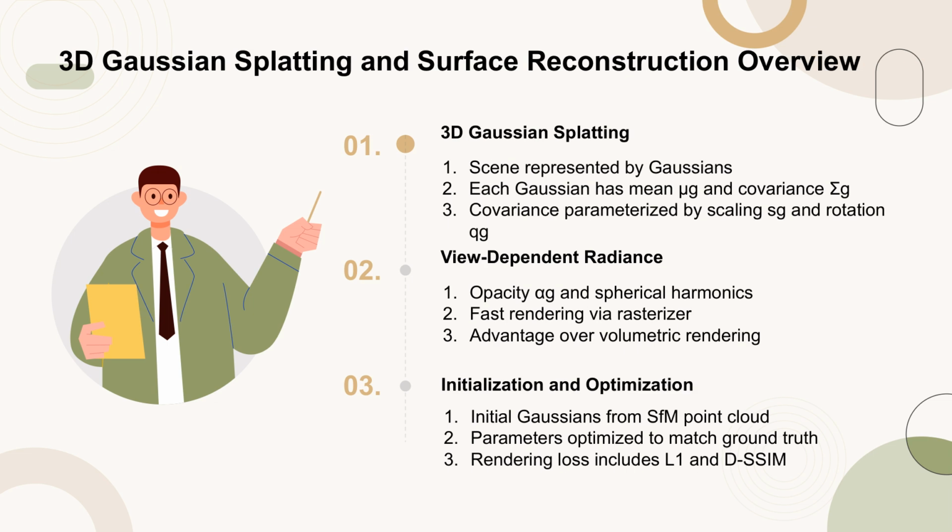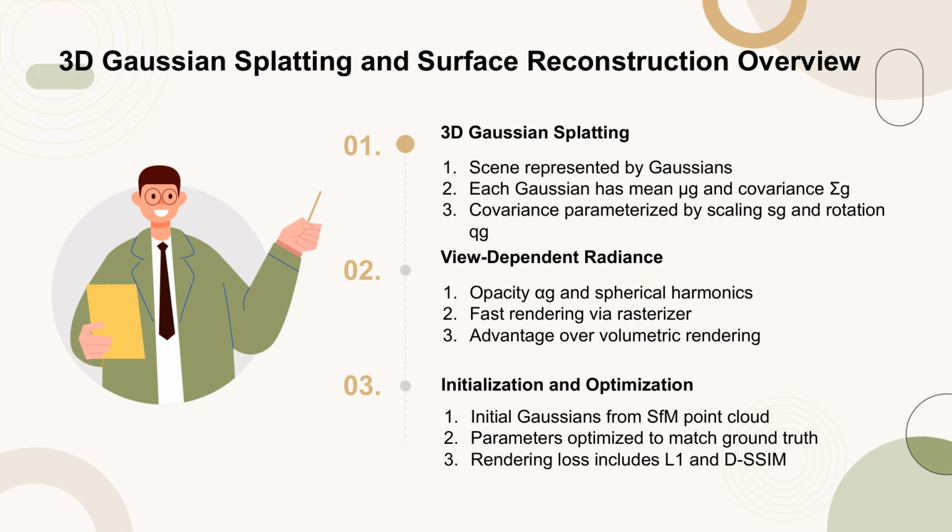The 3D Gaussian splatting method represents a scene as a large set of Gaussians, each defined by a mean and a positive definite covariance matrix. The covariance matrix is further parameterized by a scaling vector and a quaternion for rotation. Additionally, each Gaussian has a view-dependent radiance characterized by opacity and spherical harmonics. This method allows for extremely fast rendering by splatting 3D Gaussians into 2D and blending them based on opacity and depth, offering a significant advantage over volumetric rendering methods like NeRFs.